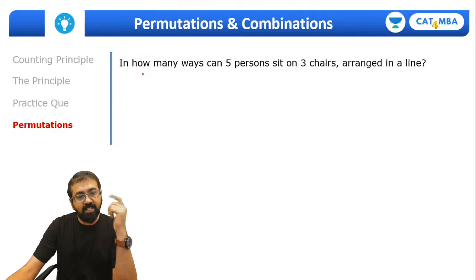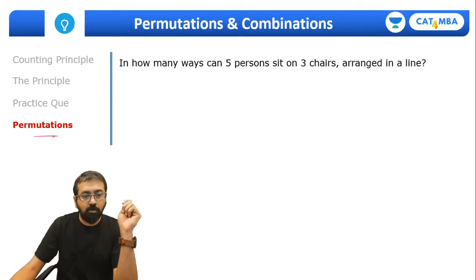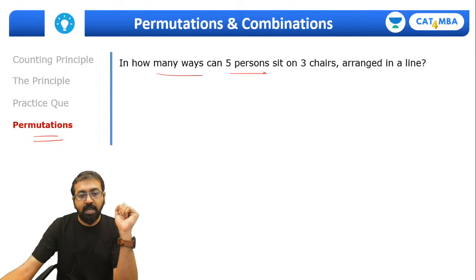So let's understand this one through a different example. Now we are talking about permutation and then we'll discuss combination. So please pay attention for 2 minutes. In how many different ways can 5 persons sit on 3 chairs arranged in a line?